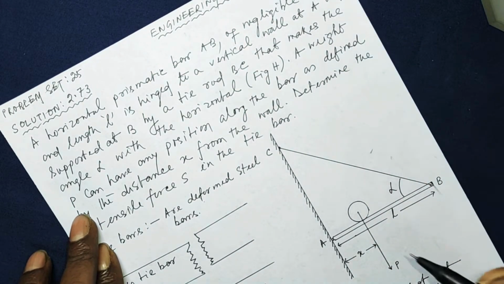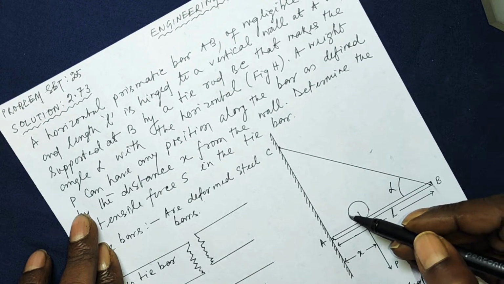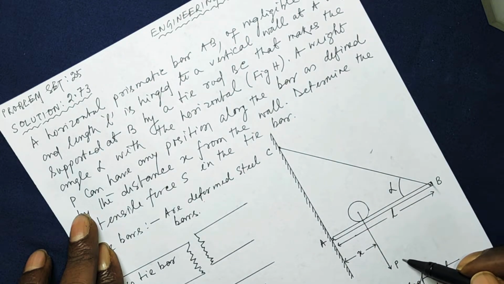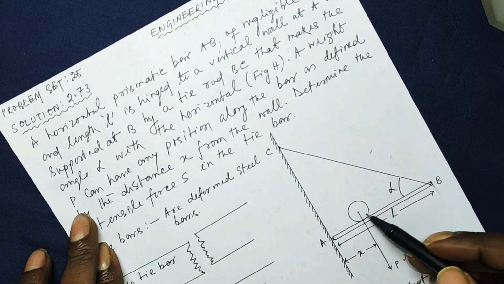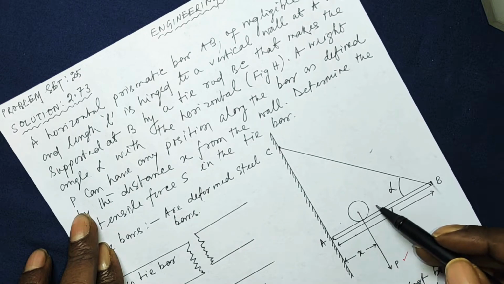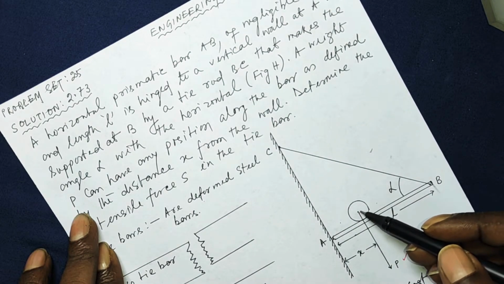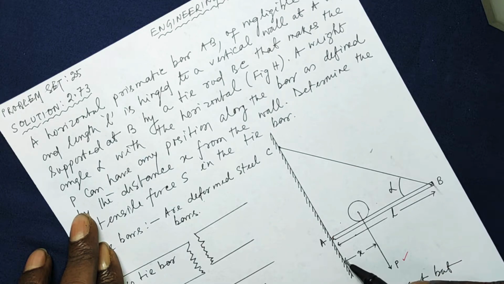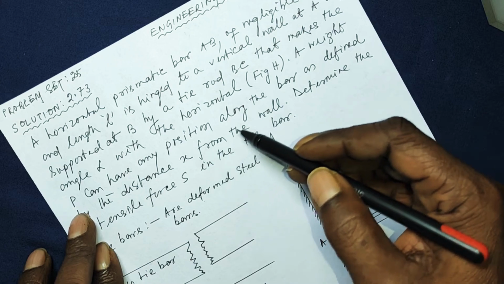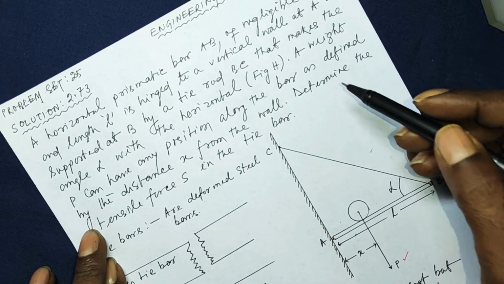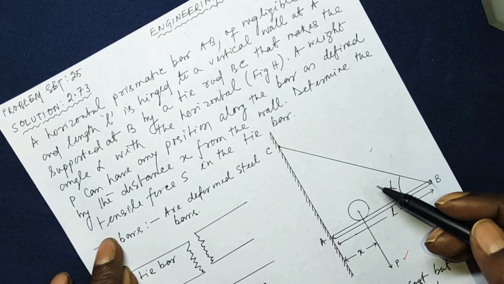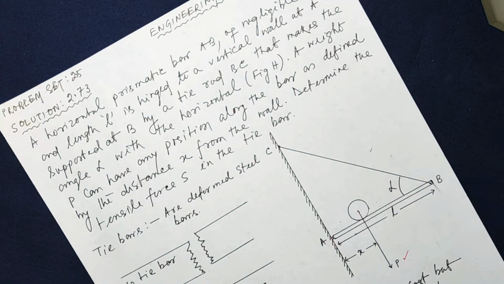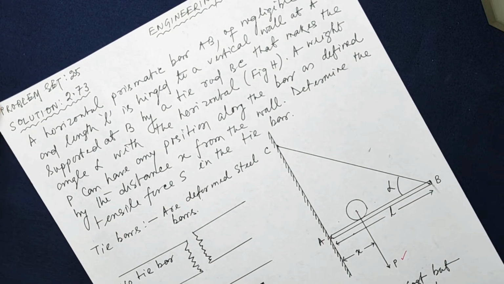A weight P. This is a load. Its weight is vertically downward. It is P. It can have any position anywhere between A and B. This can be here, here, here, here. Its position from this end is given by X. So a weight P can have any position along the bar as defined by the distance X from the wall. Determine the tensile force S in the tie bar, in the tie rod.